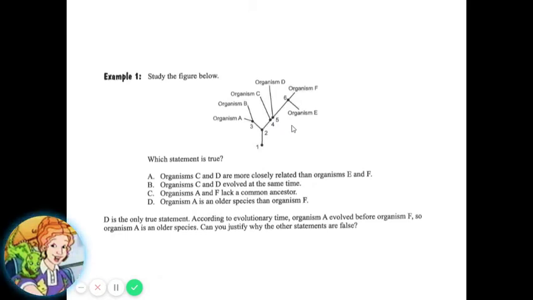We have C, organisms A and F lack a common ancestor, okay, which is not true. You know, they're pretty far apart on here, but they still have this common ancestor down here at the trunk of the tree. And then we have D, organism A is an older species than organism F, okay, and we know from what I've said previously, that's going to be the one that's true, okay. Organism A branched off from the tree before organism F did.